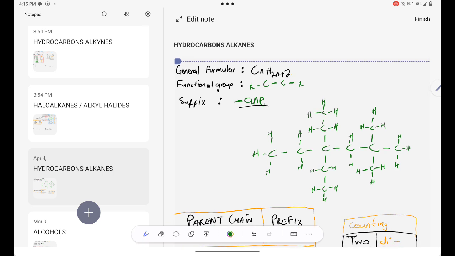Okay, let me take the screenshot so that I wouldn't forget as well. The IUPAC name of that compound.